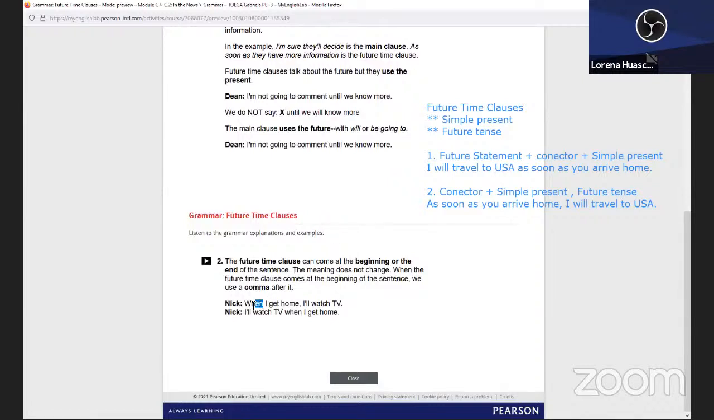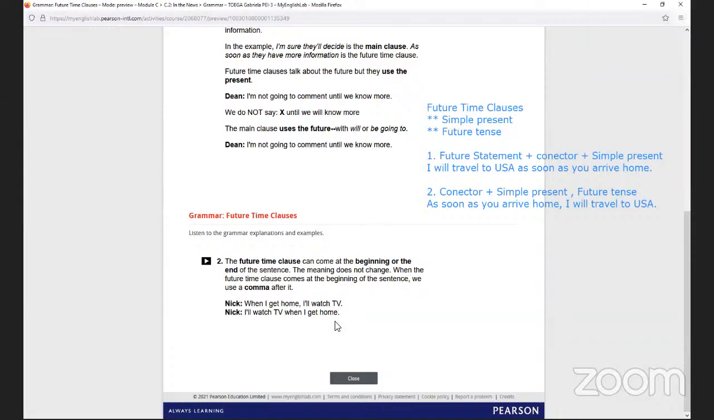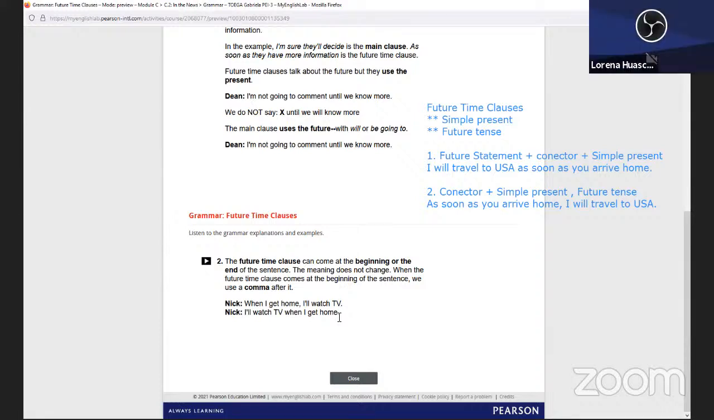When we start with a connector, for example, I will continue with a simple present. When I get home, future tense, I will watch TV. This is my first activity. When I get home, and after, I will watch TV. Or then, right? So if I start with future, I will watch TV when I get home. Okay, so both are similar, but the order of the use of the structures is going to vary, right?